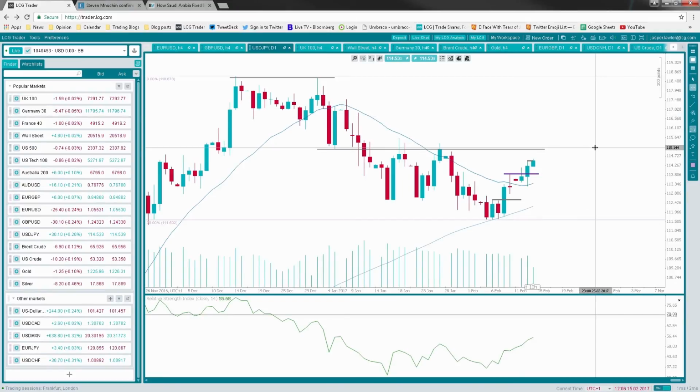the 115 level. And to us, it looks very much like this correction phase in the dollar is coming to an end. We're pushing up to this 115 resistance. That will be the next real test. If we can get through there, it looks like a resumption of the dollar bull market, particularly against the yen.